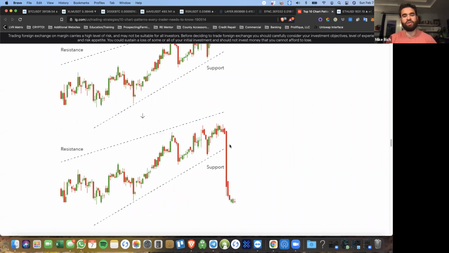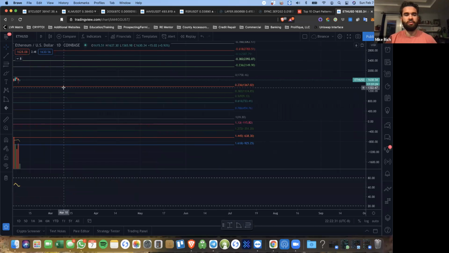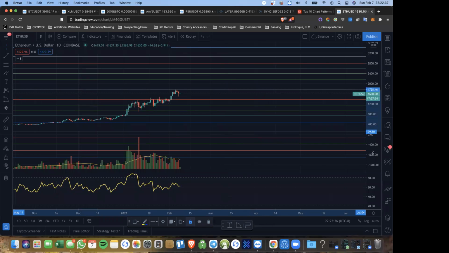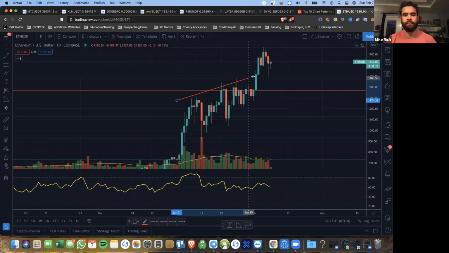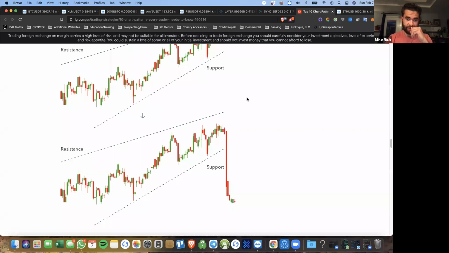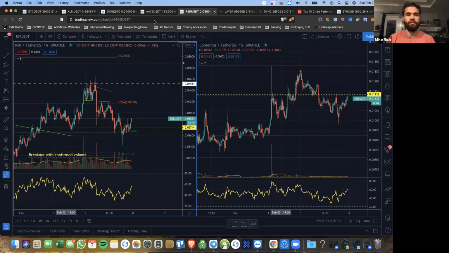Wedges. So I show you guys wedges quite a bit. There's a rising wedge and a falling wedge. They're showing the rising wedge right now. This is what Ethereum's in. Let me show you Ethereum. Look familiar? Compared to this. Look familiar, right? Maybe even Algo.